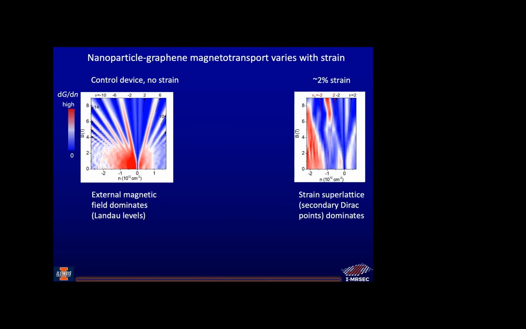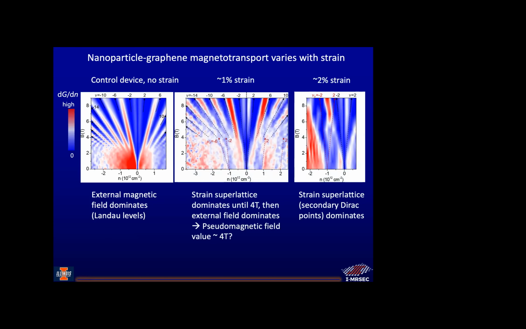This is our largest strain device, we think, and we can clearly see the effect of the superlattice in magnetic field. But what's interesting that hadn't really been seen before is when we take an intermediate strain device. At low fields, we can see these secondary Dirac points are kind of weak. And then they evolve around 4 Tesla into what you'd expect as a standard flat graphene Landau fan diagram. What this seemed to imply to us is that whatever pseudo-field was creating these secondary Dirac points was dominating only until 4 Tesla. And then after that, the external field took over. And so maybe our average pseudomagnetic field value was something around here.